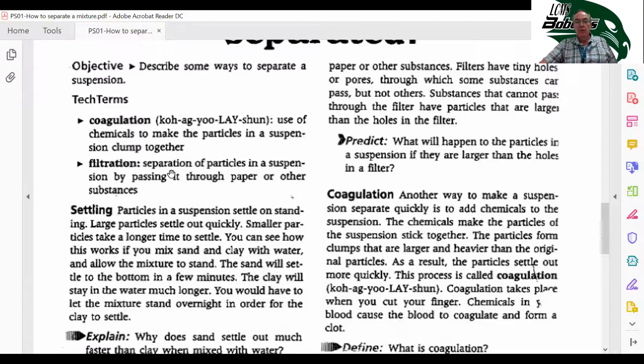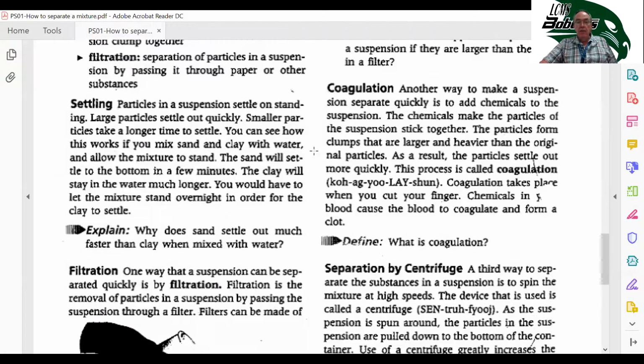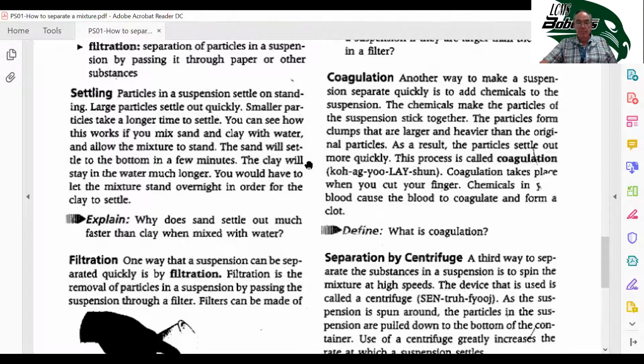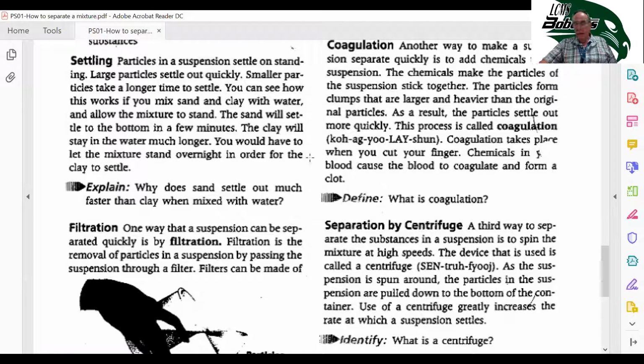Some of the terms that we're going to come up with in here are coagulation, which uses chemicals to make particles in a suspension clump together, and filtration, like an air filter in your house or anywhere else, which is a separation of particles in a suspension by passing it through a filter or paper or other substances. Now, if we have a suspension like that poopy water in Orange County, you just let it sit in a big pool, and eventually the stuff would settle and separate out. But it takes a long time. So a lot of times people want to speed that up. So we're going to talk about that.